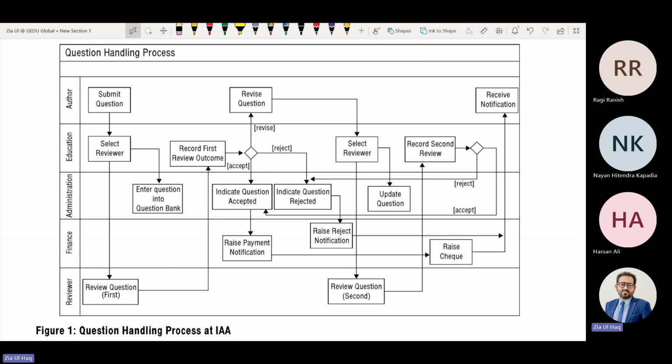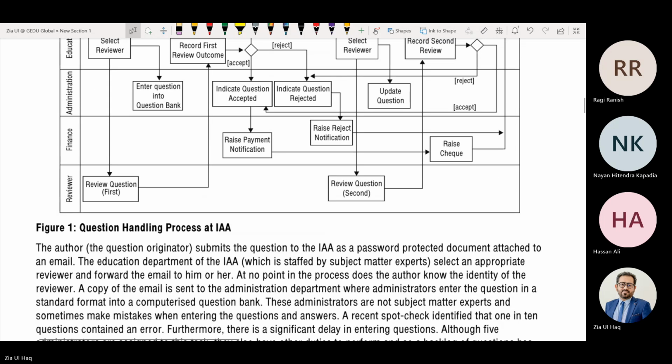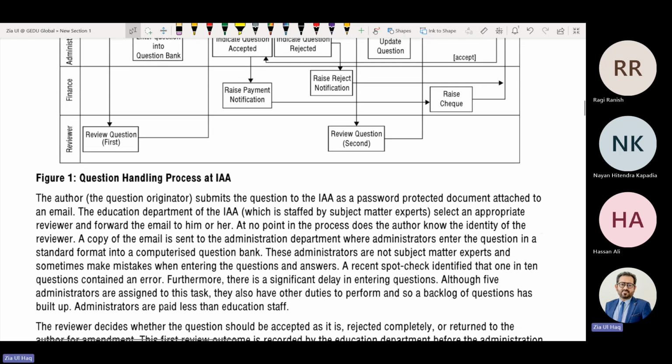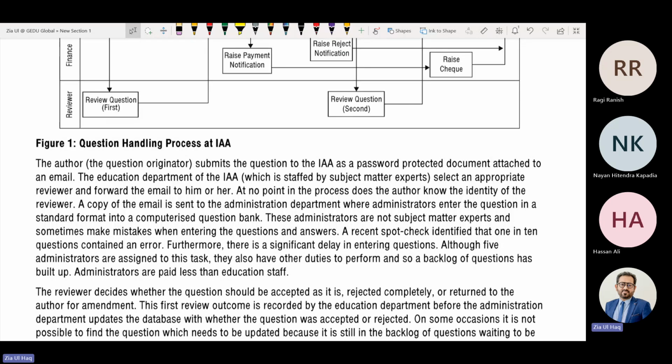But we at least understood there are some lanes of author, education, administration, finance, and reviewer. Education, administration, finance, we know these are the departments. Who is author? We got some idea. Who is reviewer? We got some idea. Let's read the English. We need to highlight the issues and provide recommendations at this level. Then we should provide recommendations using BPR, meaning IT solutions.